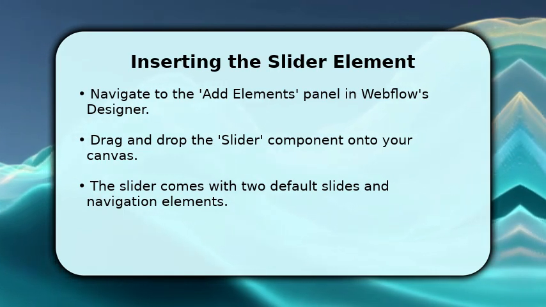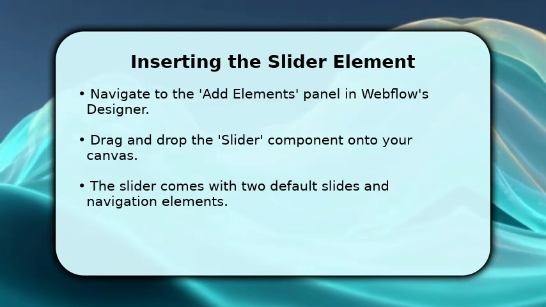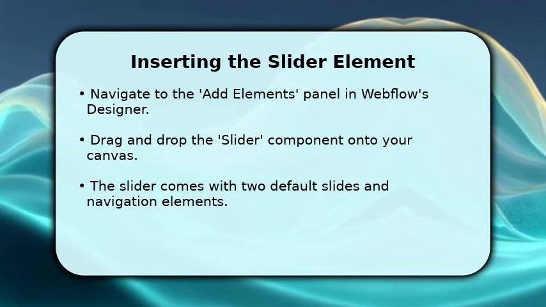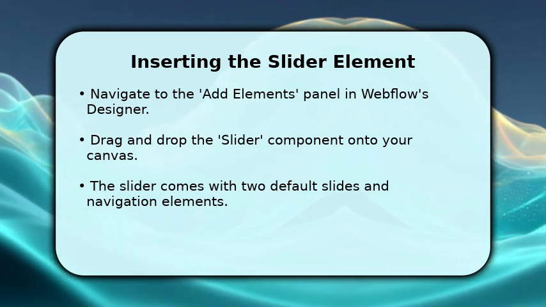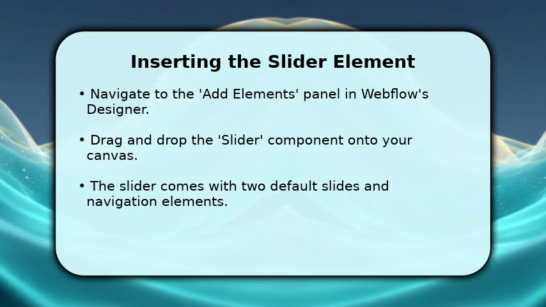Scroll down or search for the slider component under the Components section. Simply drag and drop this slider element directly onto your desired section on the canvas. It will automatically appear with 2 default slides, along with basic navigation arrows and dots, ready for your content.